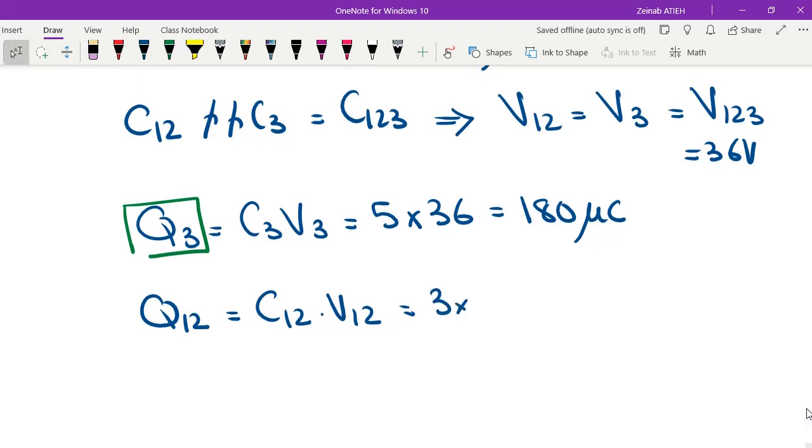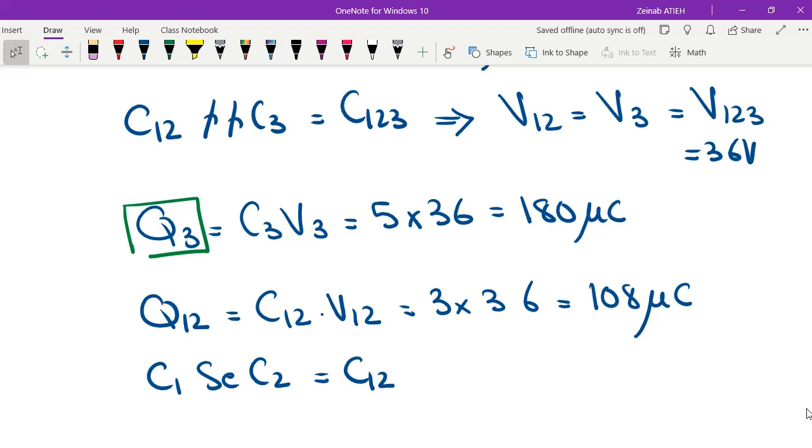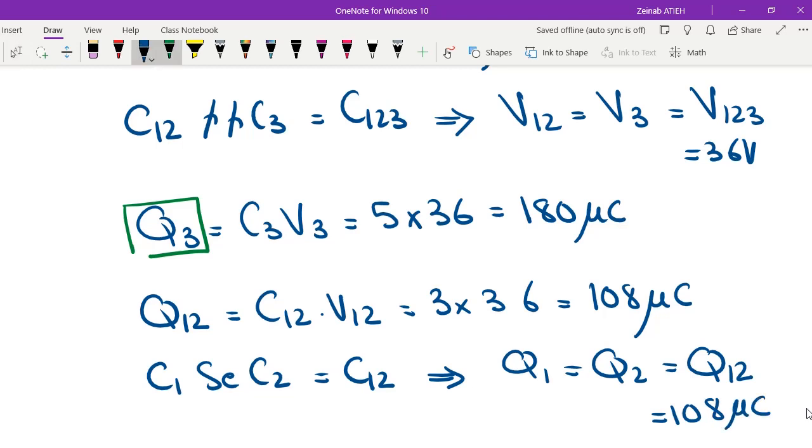V12 حسبناها هلا times 36. This will give us 108 microcoulomb. طيب مين كان في عندي مطرح ال Q12 أو ال C12؟ كان في عندي C1 كان series مع C2 أعطوني C12. Okay, they are in series, they have the same Q. So Q1 equals Q2 equals Q12 equals 108 microcoulomb. هيك بنكون جبنا ال Q1 وال Q2 and we find the charge of all capacitors in the circuit.